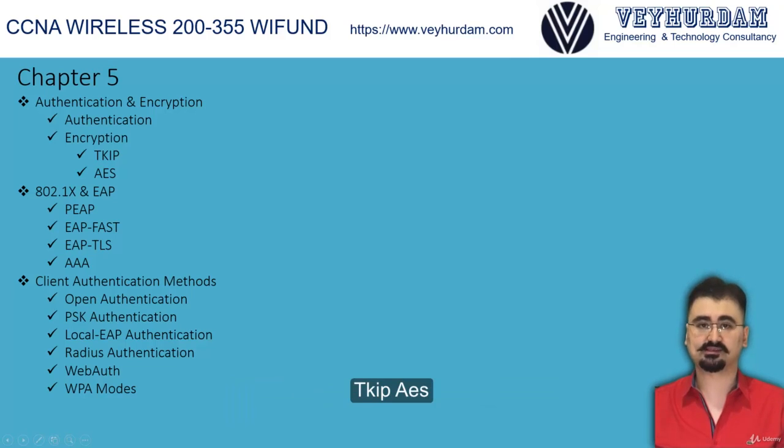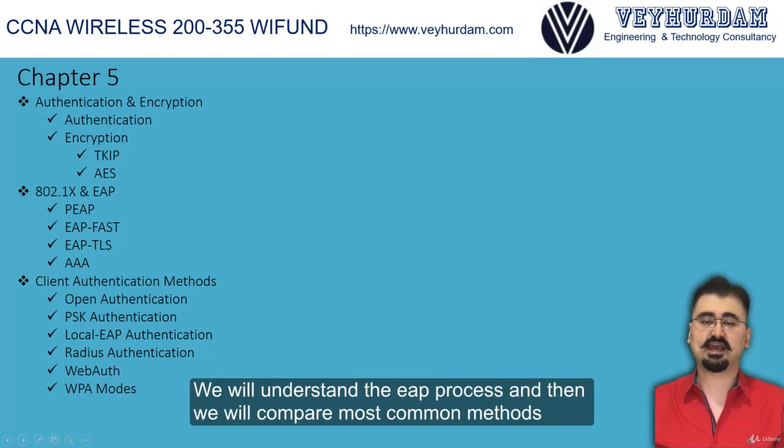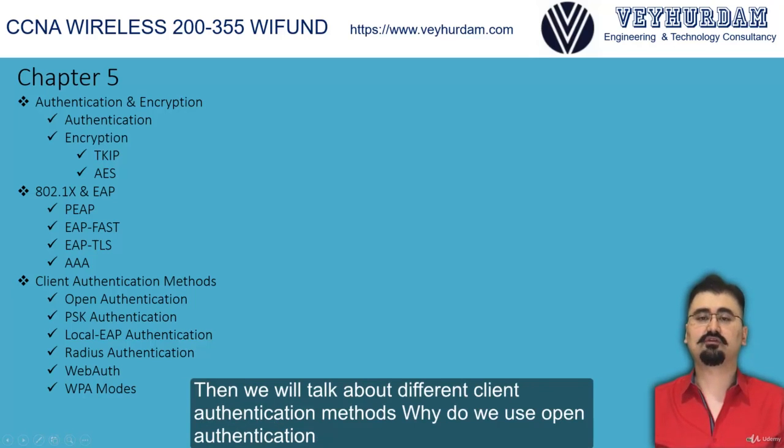TKIP, AES. And then we will go over 802.1X and EAP. We will understand the EAP process, and then we will compare the most common methods, PEAP, EAP-FAST, EAP-TLS, and we will go over AAA server options. Then we will talk about different client authentication methods.